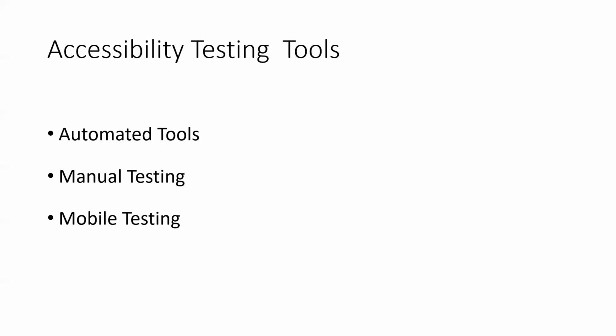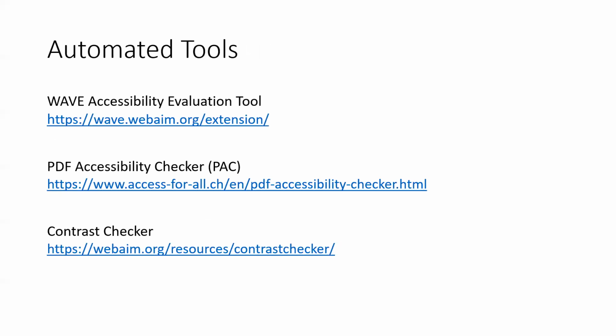There are 3 general types of tools for testing, including automated tools, manual testing, and mobile testing. I've listed 3 different automated tools here, and they're all free. The Wave Accessibility tool allows you to evaluate web content for accessibility issues directly within a browser, and it's an extension that works for Chrome, Firefox, and Microsoft Edge.